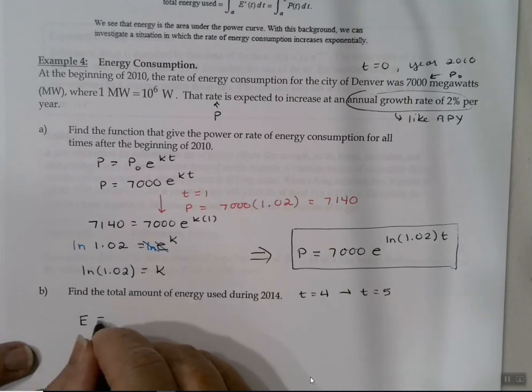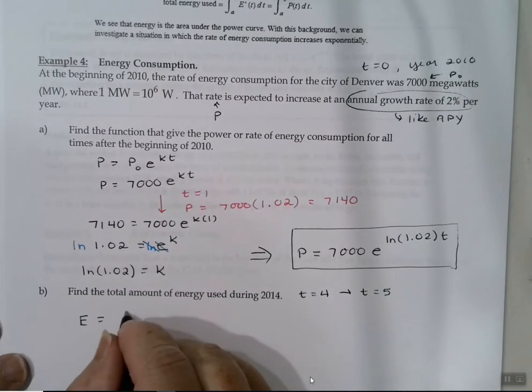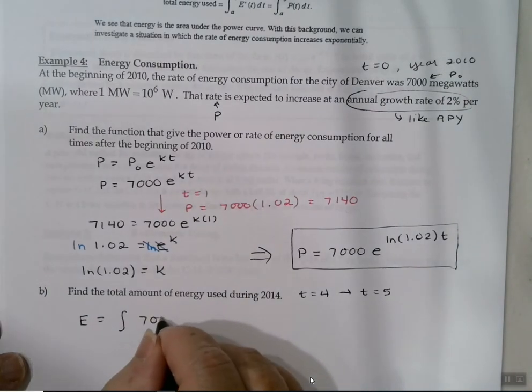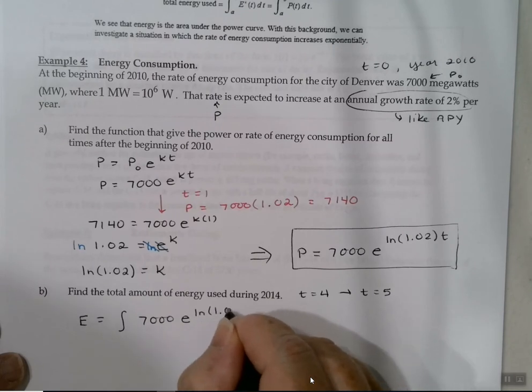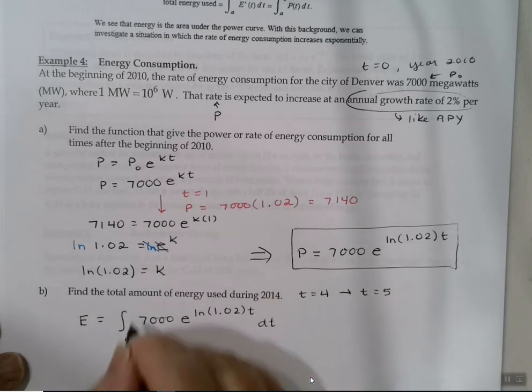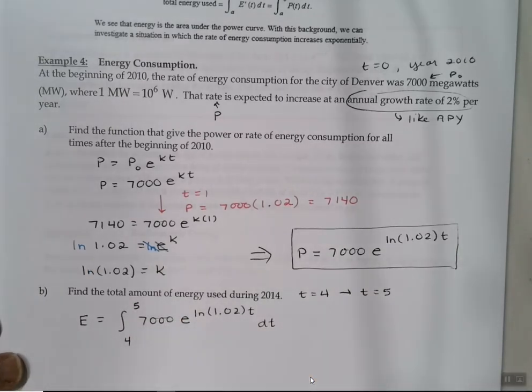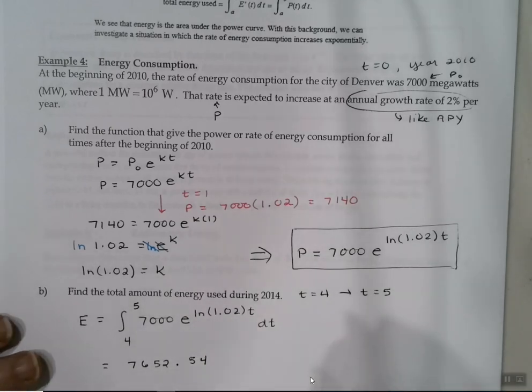Energy, right up here, is the integral of the power function. So we're going to integrate this p function from 4 to 5. I just went ahead and did that on my calculator, and I got 7652.5453.